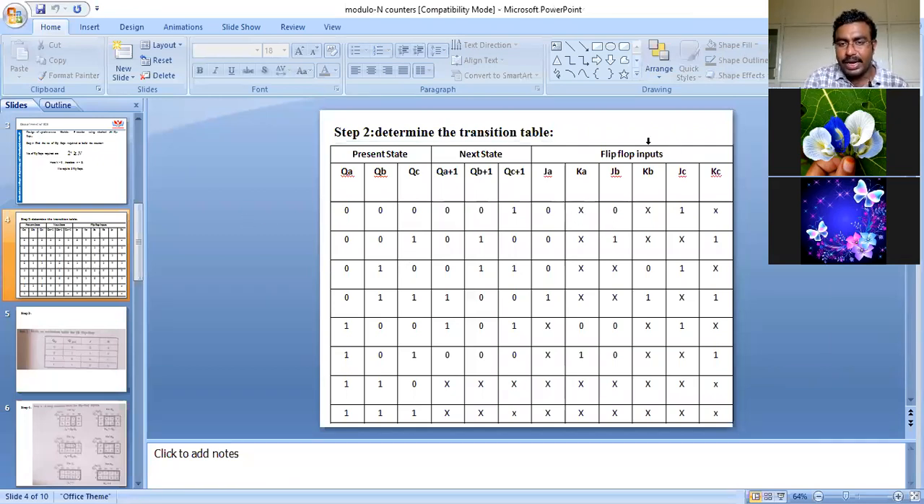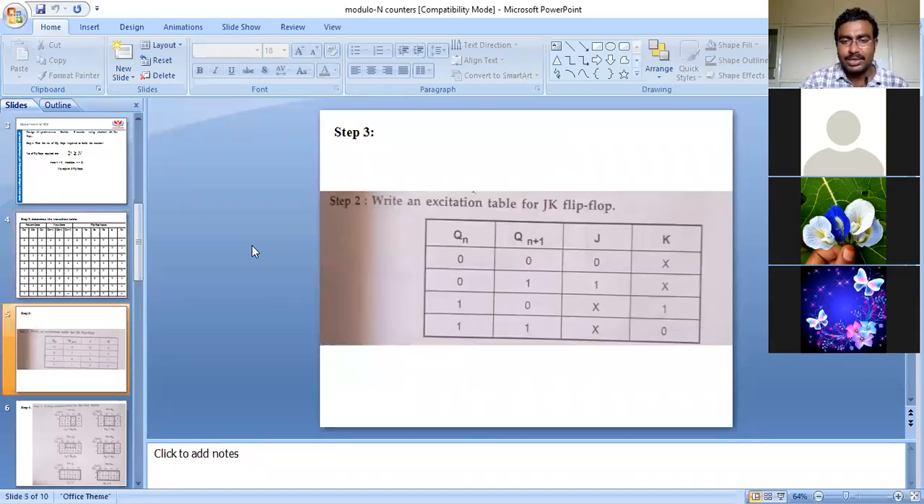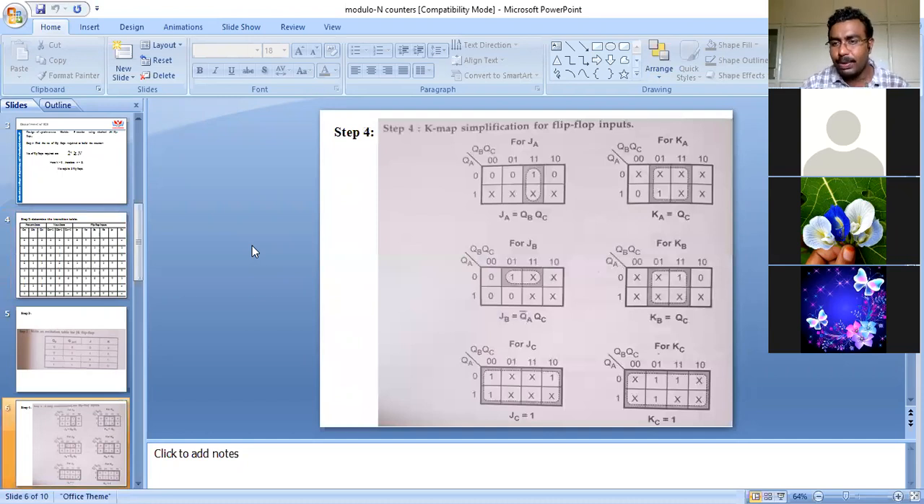Students, do you have any doubts still in filling the flip-flop input values? Any doubts in filling the flip-flop inputs here? How to fill JA, KA, JB, KB, JC, KC values? I will explain once again if you have any doubt. Any doubts, students? No, sir. If there is no doubt, let me go for the next step, that is K-map simplification.